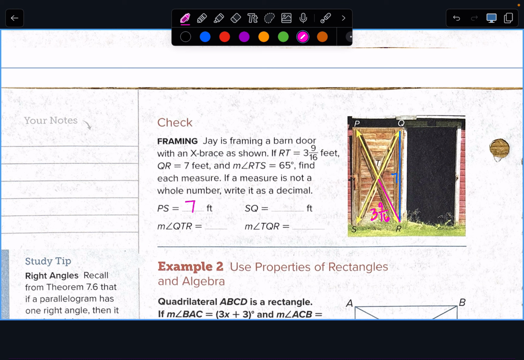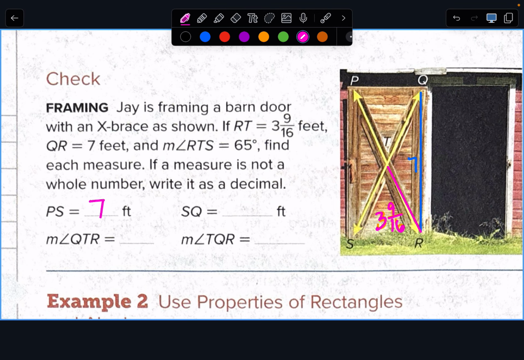Ty, what is SQ? I said Ty. Sounds a lot like Austin, I know. Ty? I think. How did you get that? Oh, wait, 7. Wait. 7 and what? 7 and 1/8. Yep. Okay. How did he get 7 and 1/8? Okay. RT is half of the diagonal. So we double it to get the whole diagonal, and diagonals are congruent.